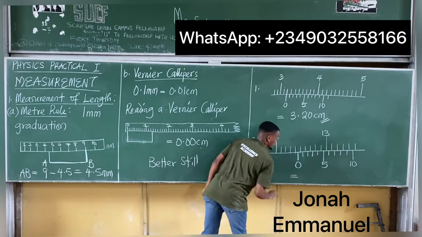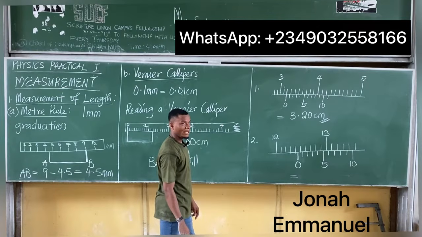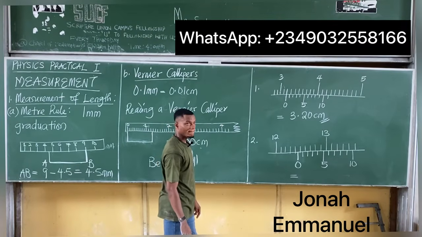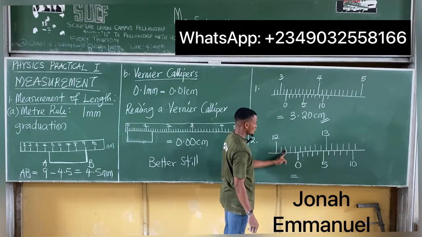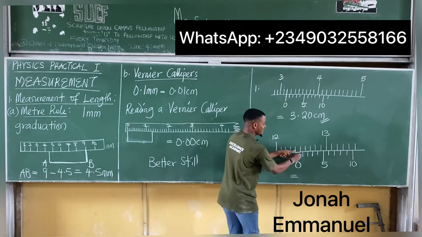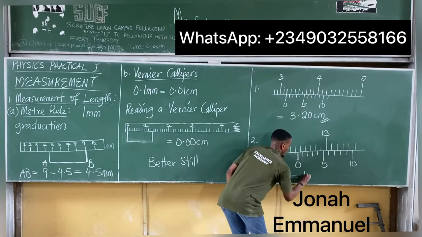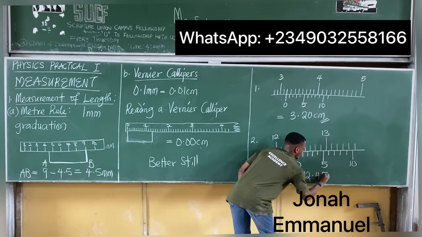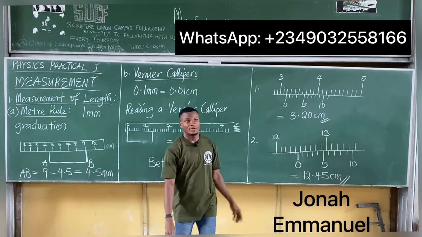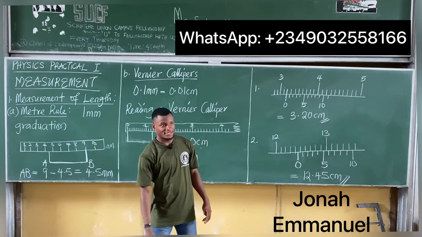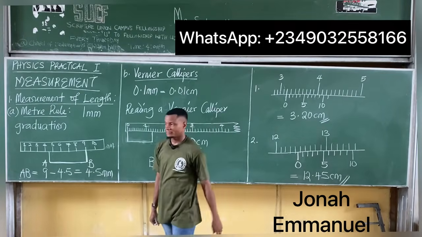Please look at this, please. Try to read off this scale, please. What is it to be? 12, 12.1, 12.2, 12.3, 12.4. This is between 12.4 and 12.5. So because what there? 12.45 units. It is that simple, please. That's how you read off vernier scale. So 12.45 cm, please.